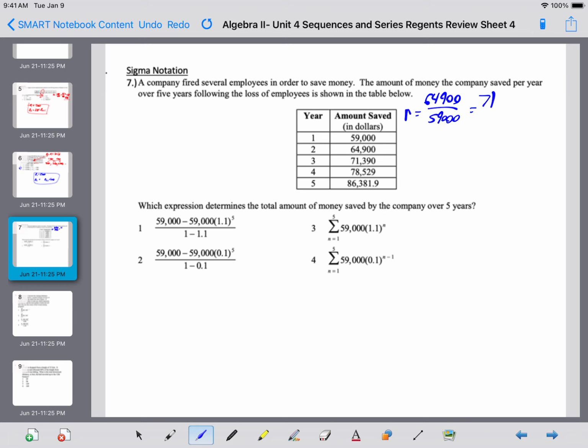Let's just check that that's the same. You end up getting common ratio of 1.1. So first let's focus on sigma notation. We know sigma just means you're adding up all the terms of this sequence, so you would plug in 1, and then you would plug in 2, you would add it with exactly that, but plugging in 2, and add it with exactly that, and plugging in 3, all the way to 5.